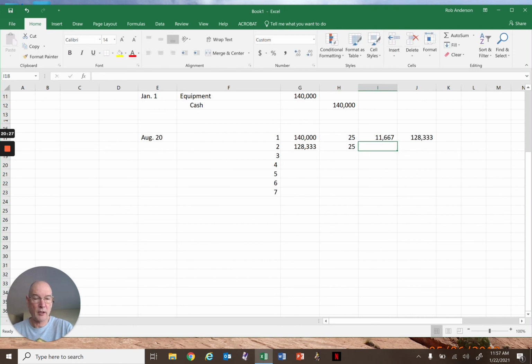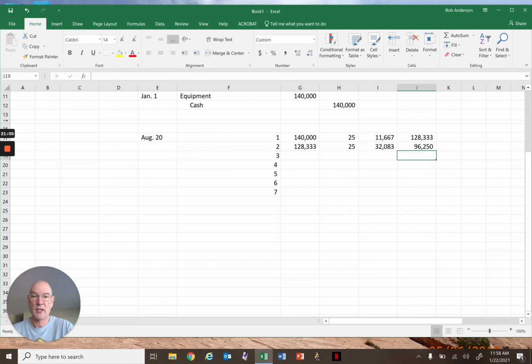So the full year then is going to be your 128 carrying value times 25%. And I put that in as a regular number, so I have to divide by 100 to turn it into 25%. There's the next number. And we have, whoops, not equal. We have the original carrying value minus the new depreciation, and there's your new carrying value.